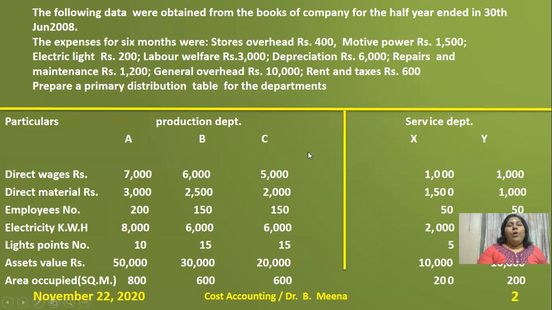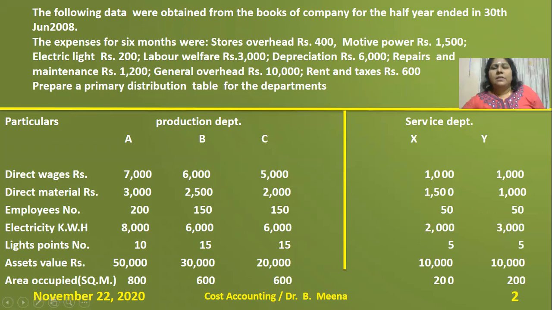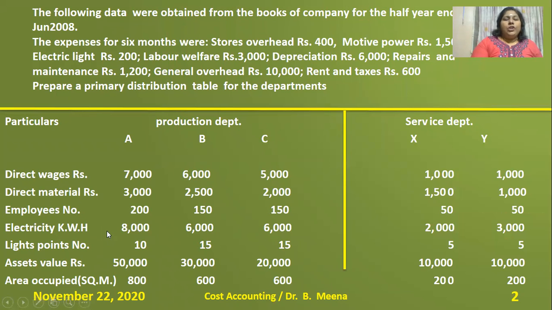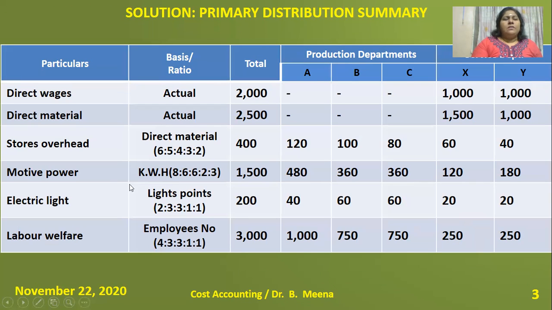Then I'll move on to the motive power 1500. For motive power, I can make use of the information electricity kilowatt hours. So I can take electricity kilowatt hours as the basis to be apportioned. I'll get the ratio 8 is to 6 is to 6 is to 2 is to 3. So that is the basis. I can apportion 1500 in this ratio. 8 plus 6 is 14, 14 plus 6 is 20, 22, 25. So 8 by 25, 6 by 25, 6 by 25, 2 by 25, 3 by 25 for all the production and service departments from 1500 means we will get these amounts.